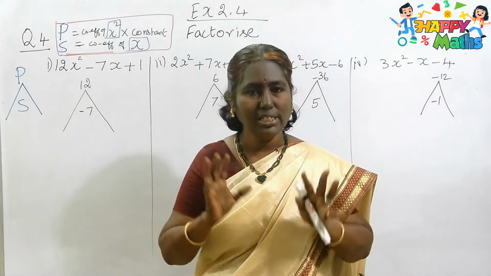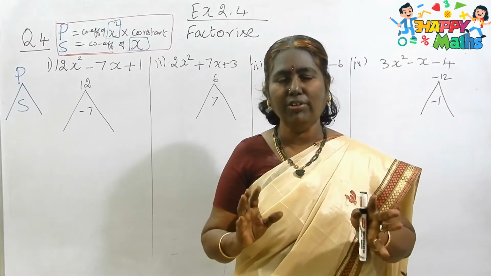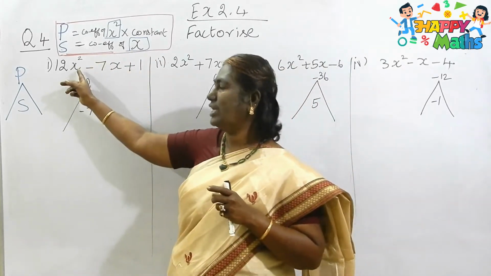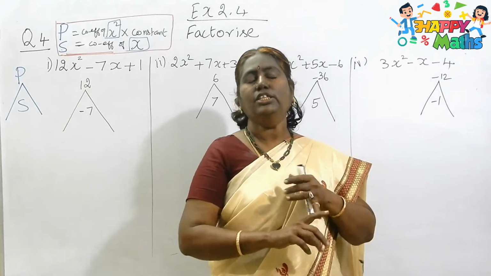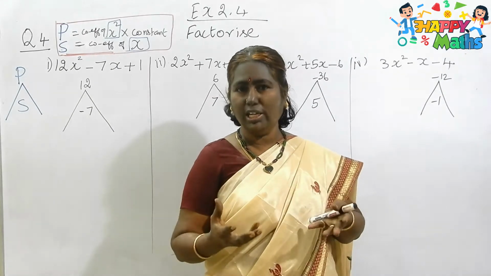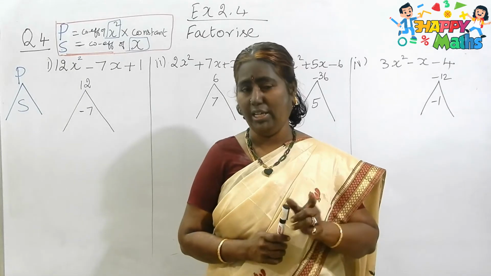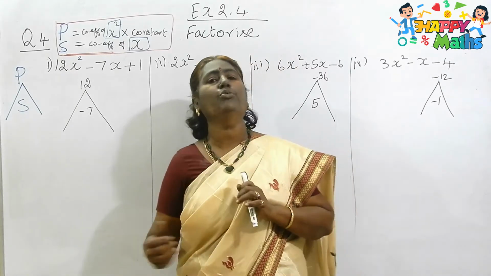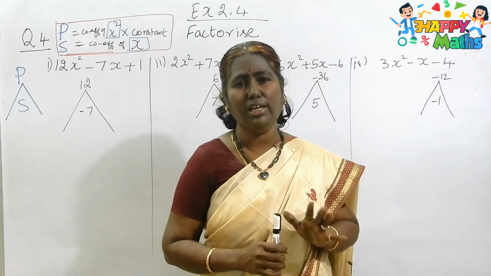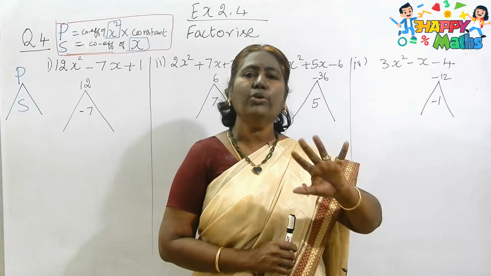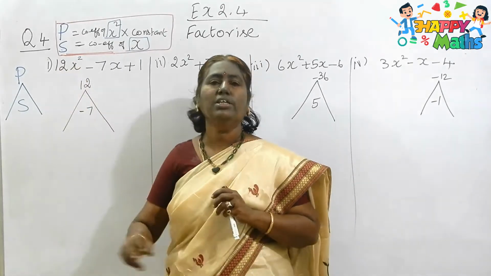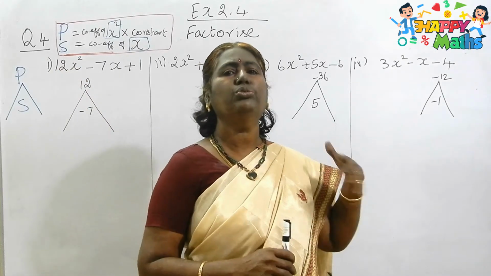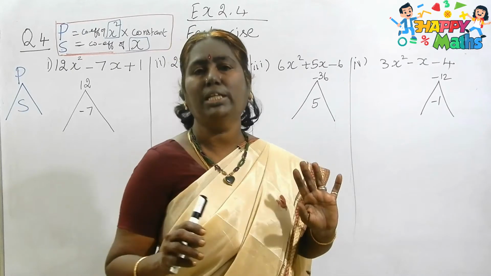In part 2, what have I done? I have done the factorization for the quadratic equation whose coefficient of x square is only 1. So that is one model: factorization of quadratic equation with a coefficient of 1 only. In this video, I have done factorization of quadratic equation where the coefficient of x square is other than 1. What does other than 1 mean? It may be 2, 3 or whatever number it is.